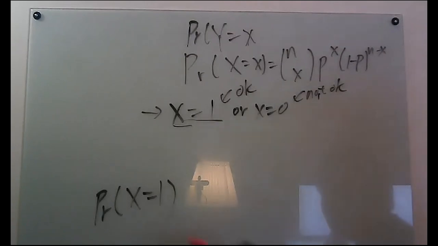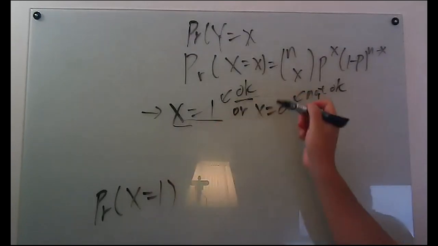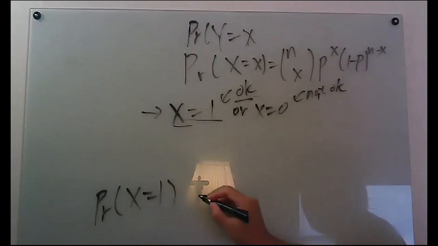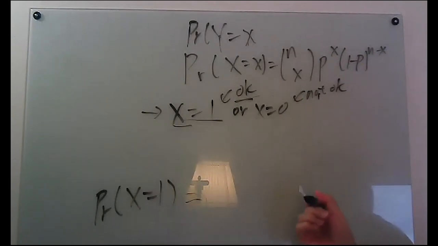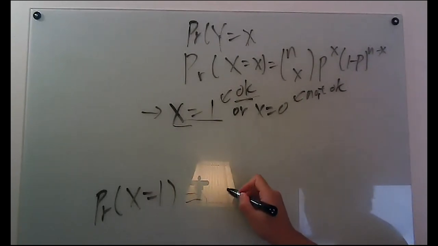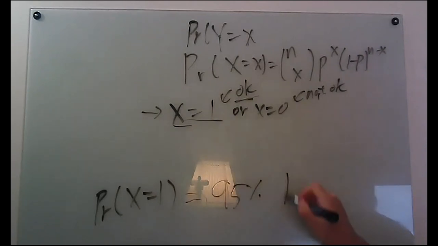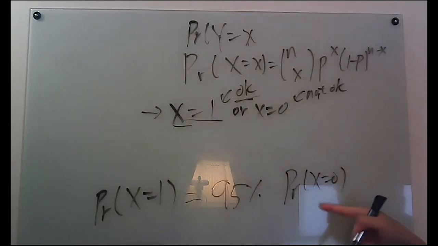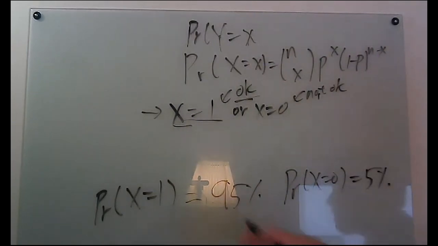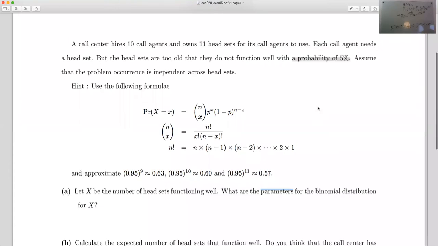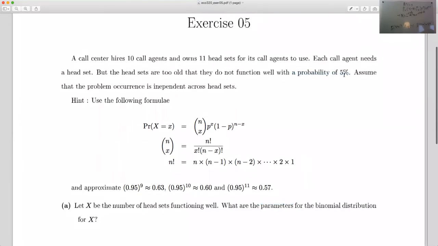If the probability of X equals 1, that is, functioning okay, equals p, then it should be 95%. And the probability of X equals 0, the probability of the headset not functioning well, should be 5%. Why is this the case? Let me go back to the question again. The problem says a probability of 5% of not functioning well. So that's why this is the case.